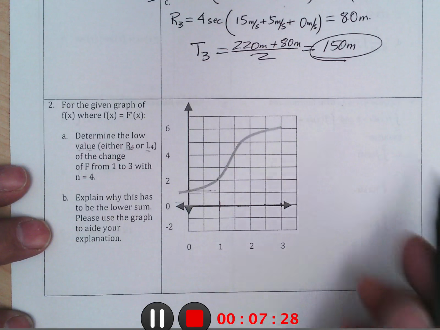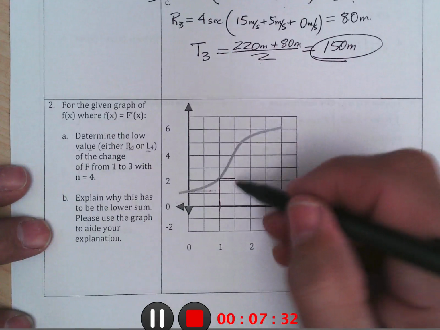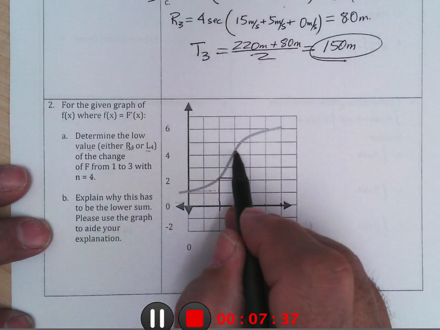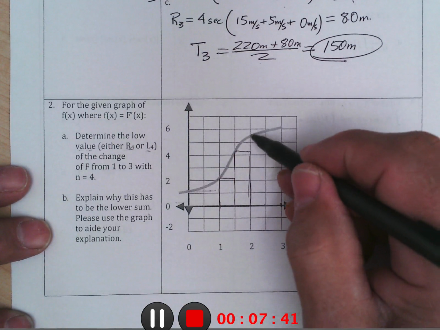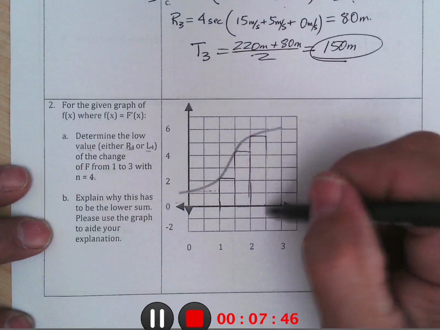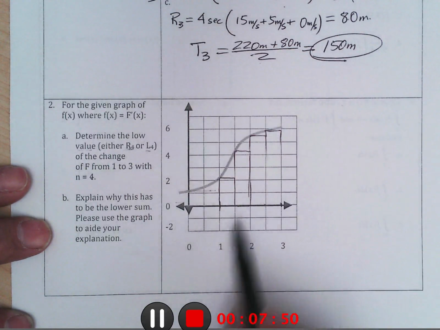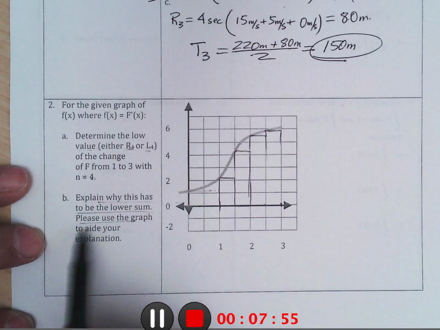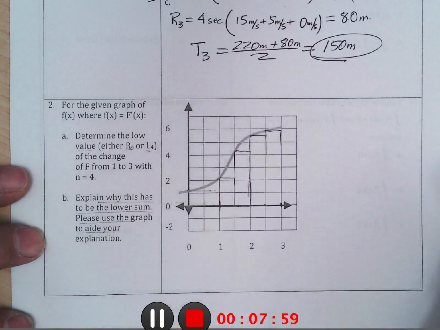So I'm going to use this rectangle, then this rectangle, and then this rectangle, and then the last one would be here. And they're all under, and it says, explain why this will be the lower sum. That's because it's an increasing graph, and so it'll always be lower if the left side's on the curve.